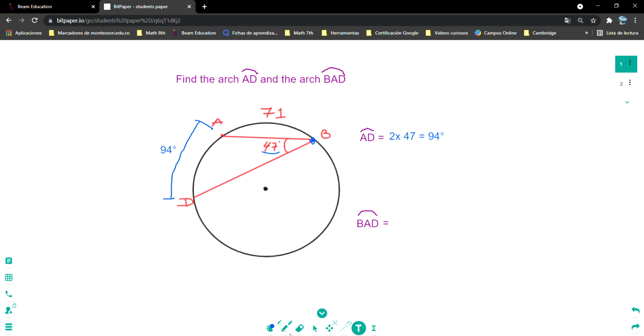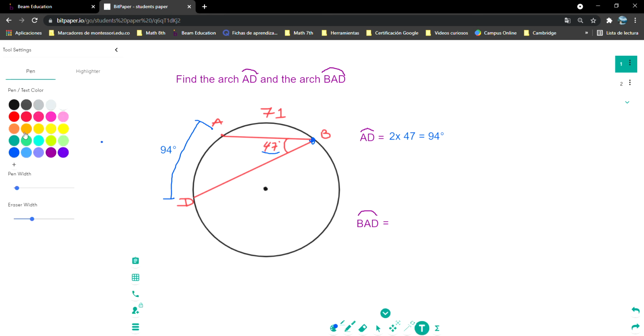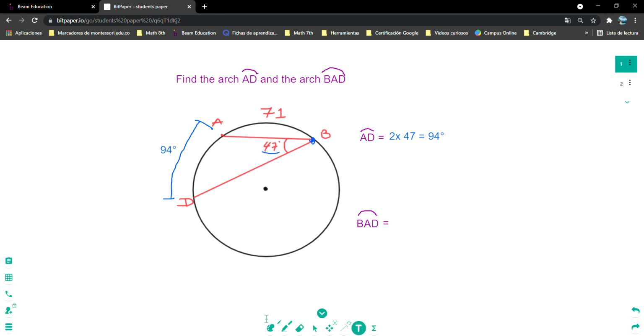Now, guys, if you need to find the arc BAD, we are going to get the whole arc BAD. We need to find this full arc. So we just need to add the little arcs that form all of this measure. That will be 71 plus 94. We just need to add the arcs, 71 plus 94 degrees.